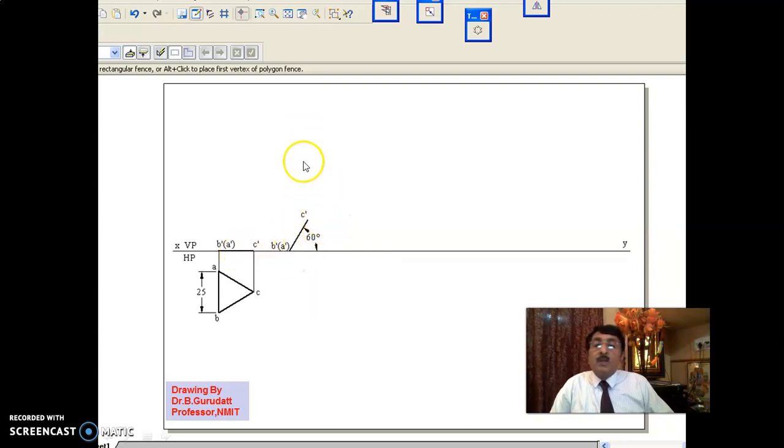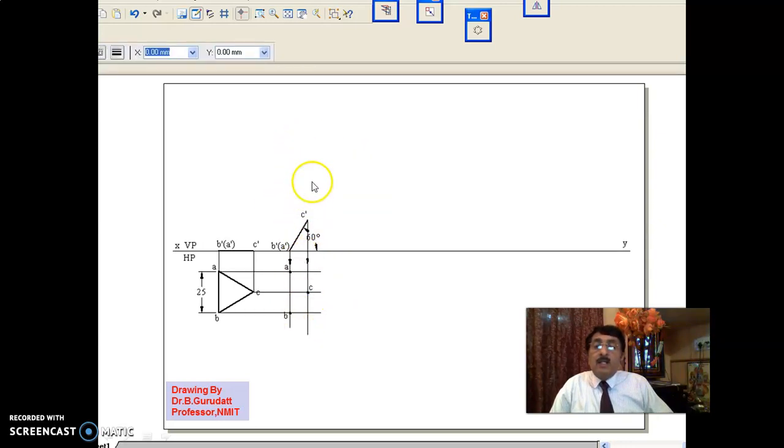Now you see, you are looking from here. When you look from here, you are writing the top view. Now you draw the projectors here. On this you should get A, on this you should get B, on this you should get C. In that way, if you draw, you get the second stage top view.